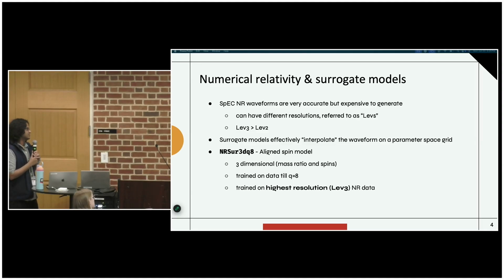Then we use surrogate models, which effectively interpolate this waveform on the parameter space grid. So if you have a few parameter space points for which you have the NR simulations, you can use the surrogate model to get a waveform anywhere within that grid. The model we used is called NRSur7dq4's cousin, NR-Sur 3D-Q8, which is an aligned spin model which has 3 dimensions, so 3D, and it goes up to a mass ratio of 8. These are typically trained on the highest resolution data, which in our case happens to be the LEV 3 data.